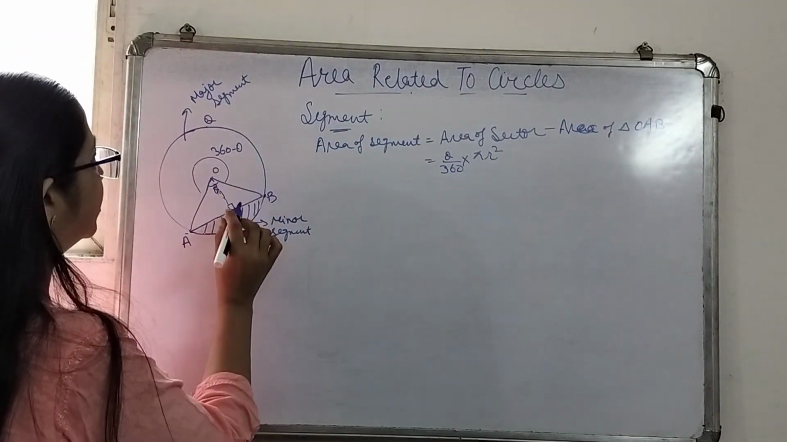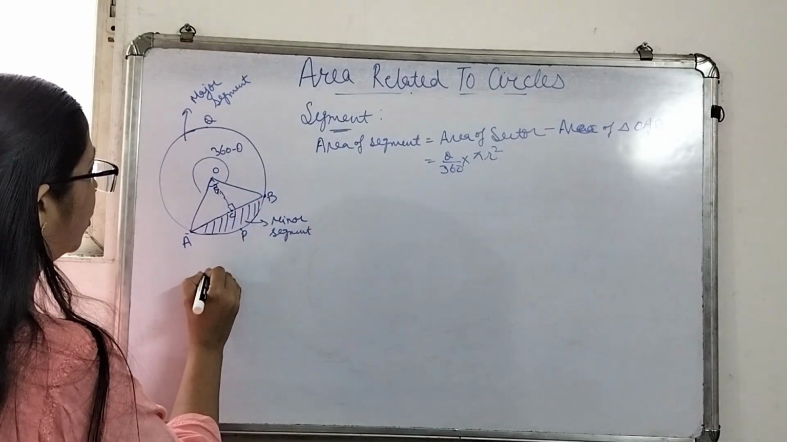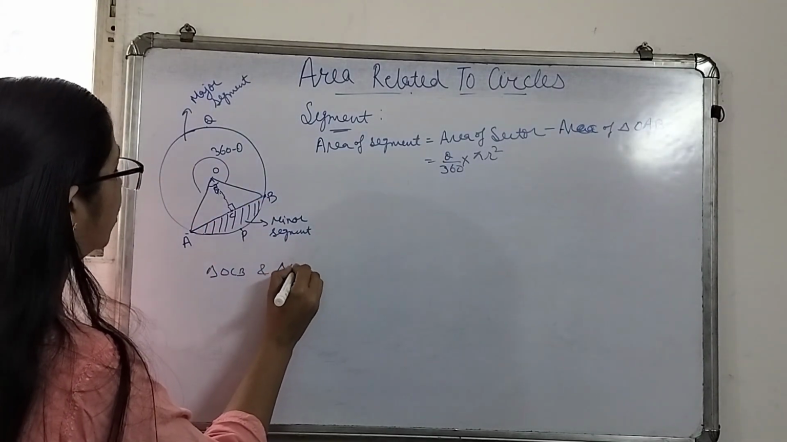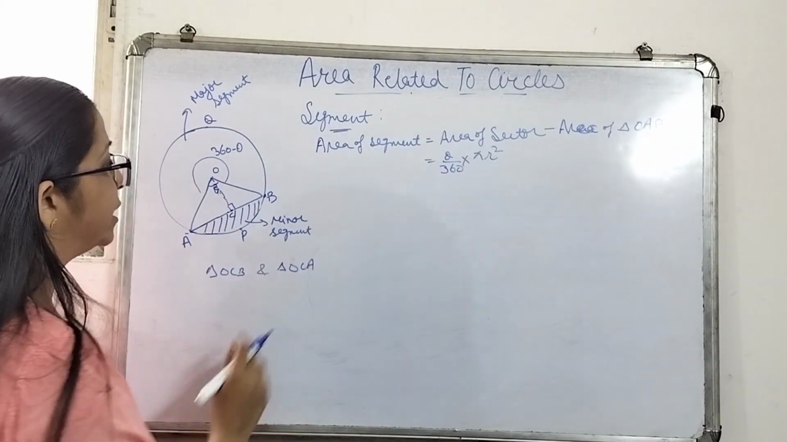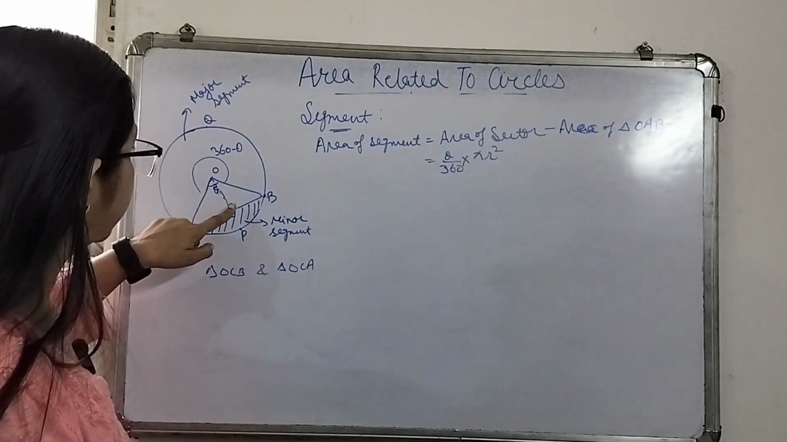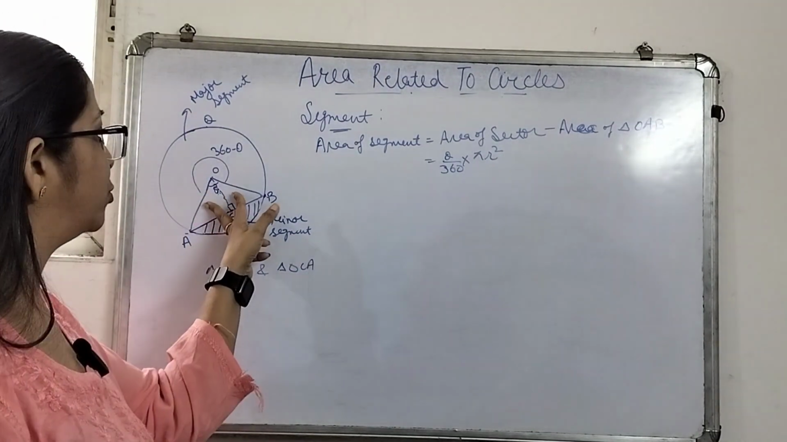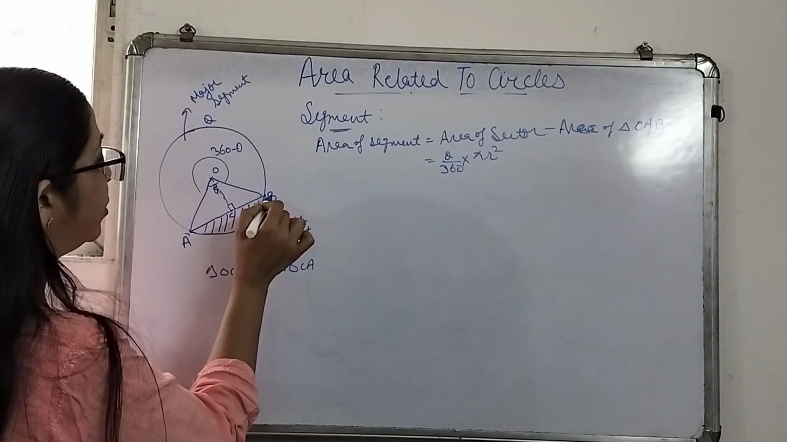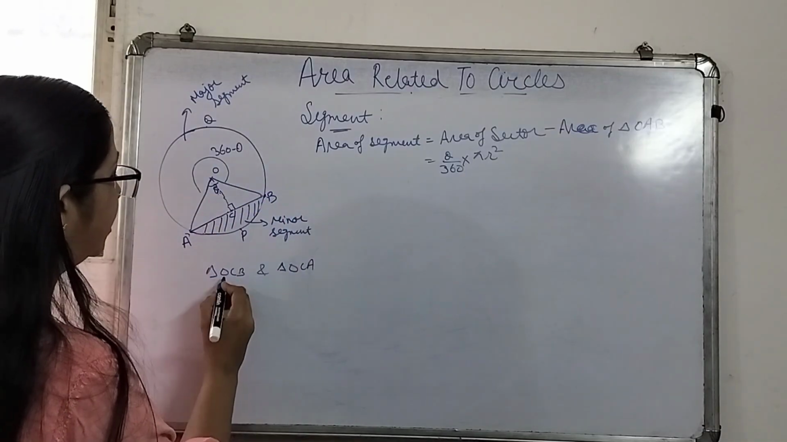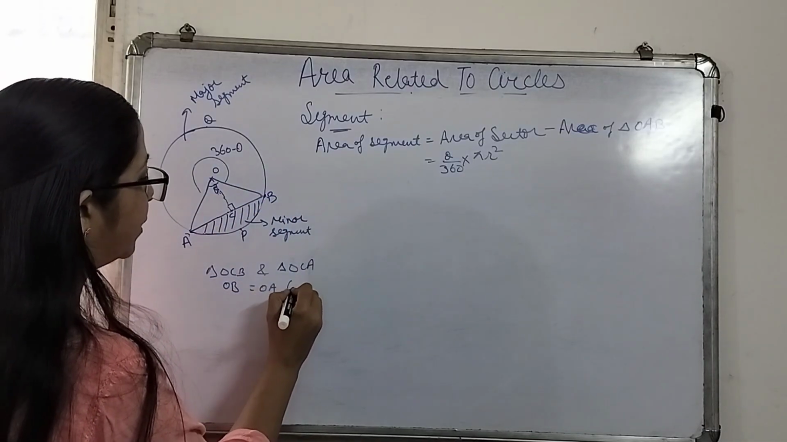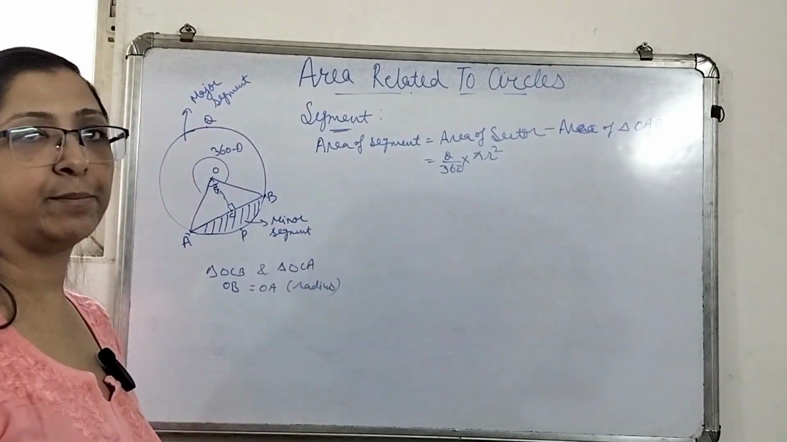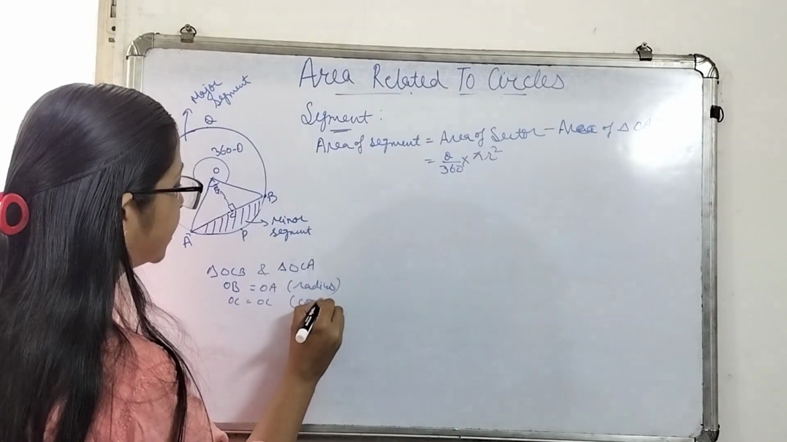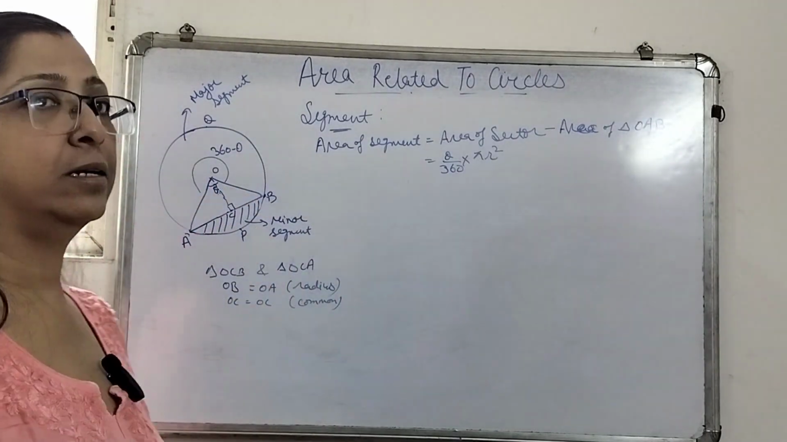Because see over here, in these two triangles, one triangle is OCB and another triangle is OCA. In these two triangles, angle C is 90 degrees, which means both triangles are right angle triangles. Here we can see that OA is equivalent to OB, because both are radii of the same circle. Similarly, OC is common to both triangles. That's the reason we can say that these two triangles are congruent.